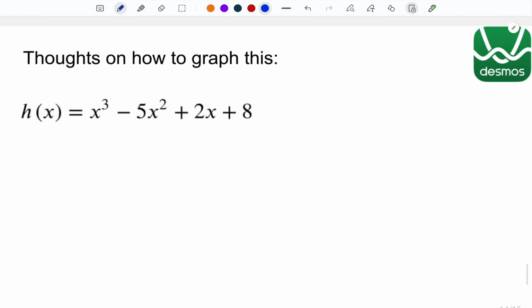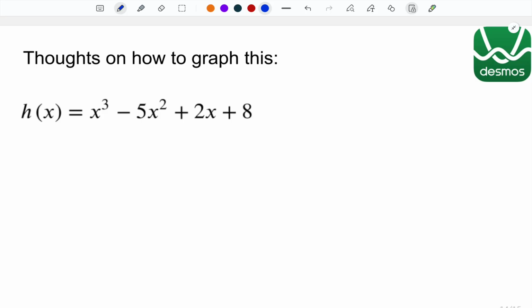Now let's go down to this one: x cubed minus 5x squared plus 2x plus 8. You might be able to identify this. Okay, it's cubic, but we have these extra things. We have the x squared part. What's really tricky about this graph is that if you want to graph it like we did the previous one, you'd want to identify the transformations.